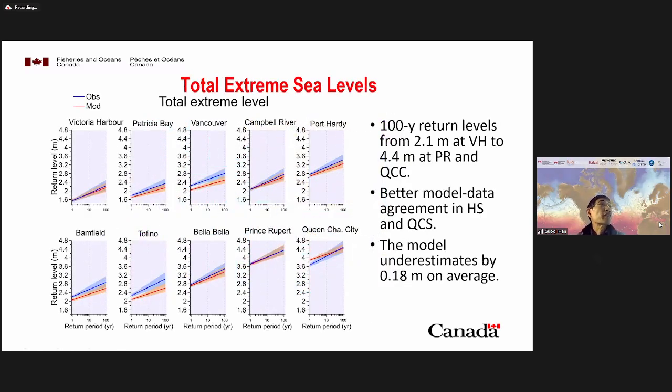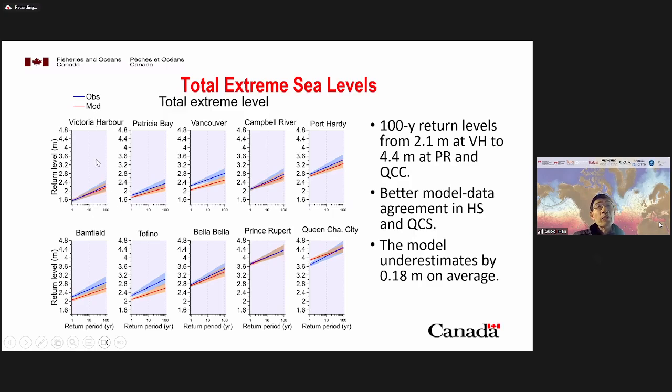And we have run the model from 1993 to 2021, where we use the tide gauge data over the same period. And we have done the extreme sea level analysis using the Gumbel approach. And here we are looking at the 100-year return level. The vertical coordinate is return level, and the horizontal coordinate is return years.